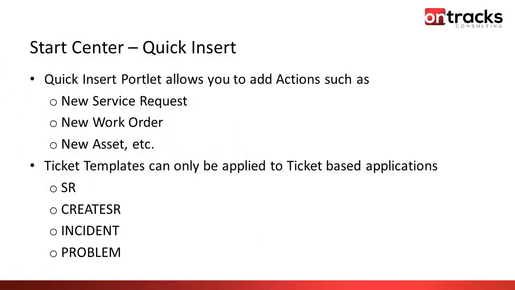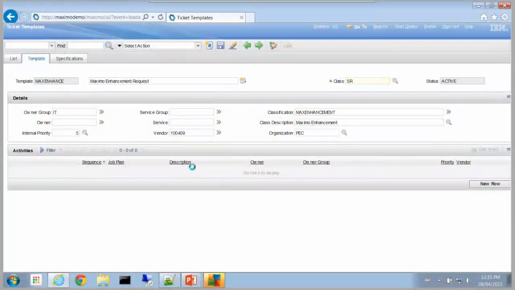associate the quick insert action on a Start Center. So on a Start Center, there's a quick insert portlet. The quick insert portlet allows you to create new record types. And in our case, we're using the create new service request. And based on that, we're going to apply the ticket templates. Now, ticket templates can only be applied to ticket-based applications, which is the SR, service request, create SR, incident, and problem ticket types.